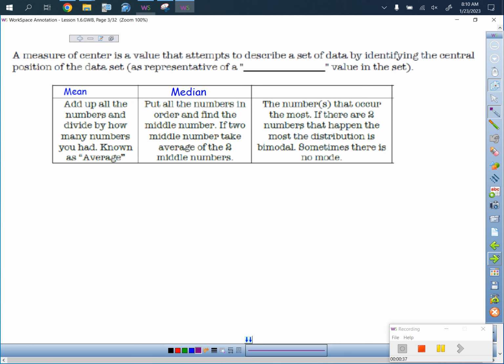And then the one that occurs the most is called the mode. Sometimes you could have two modes. That would be called bimodal. That's a weird word. You'll see that on homework a lot, that bimodal. Sometimes there's no mode. There's no number that occurs the most either. So mean, median, and mode, ways to measure center.